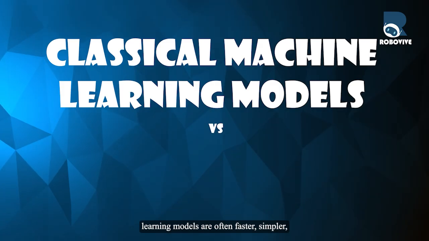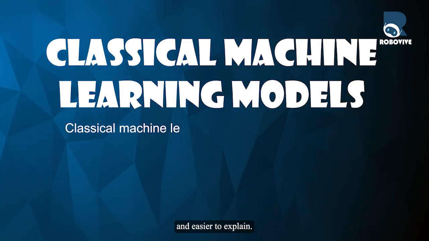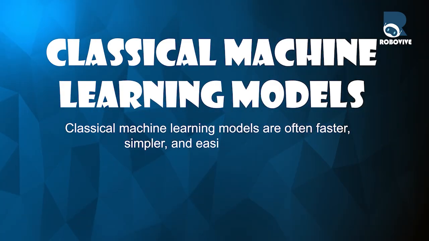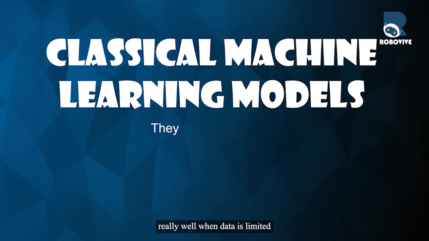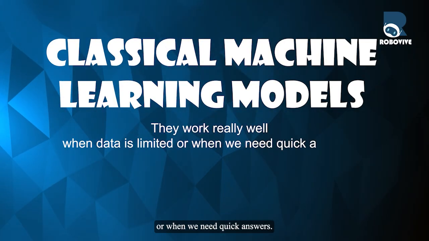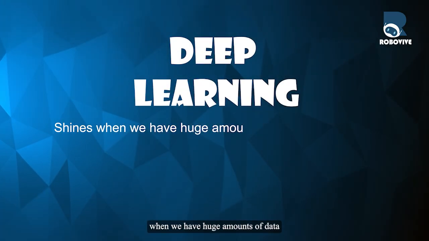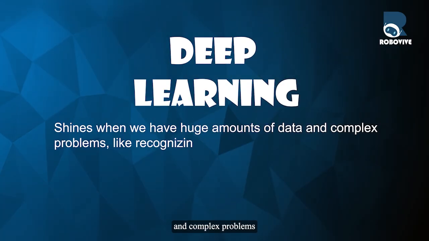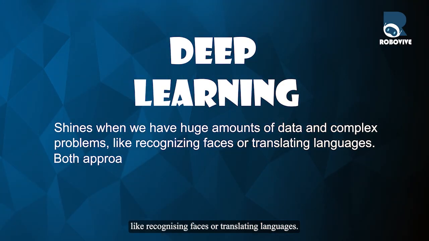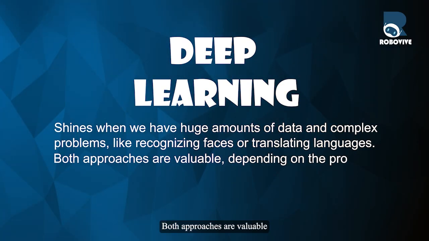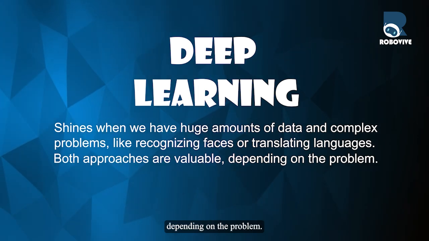Classical machine learning models are often faster, simpler, and easier to explain. They work really well when data is limited or when we need quick answers. Deep learning, on the other hand, shines when we have huge amounts of data and complex problems, like recognizing faces or translating languages. Both approaches are valuable, depending on the problem.